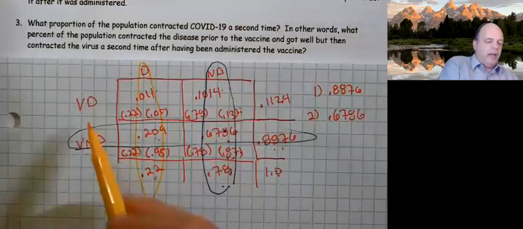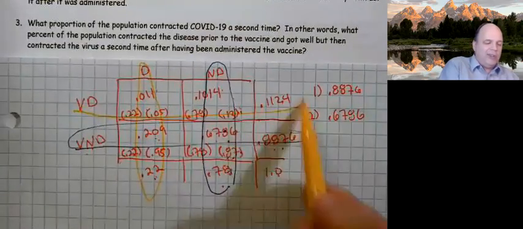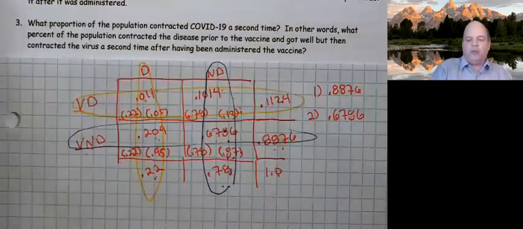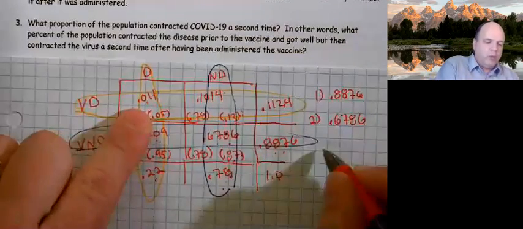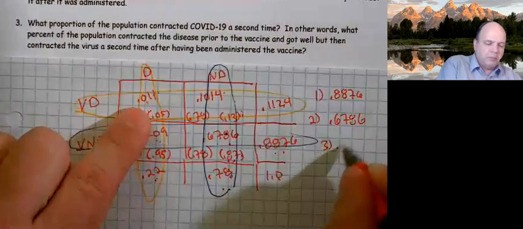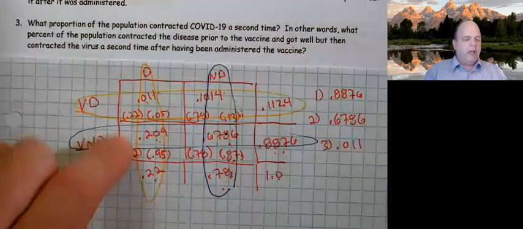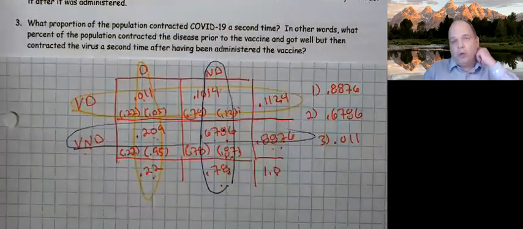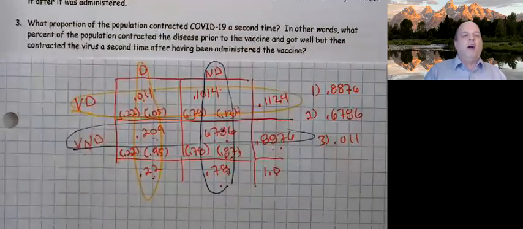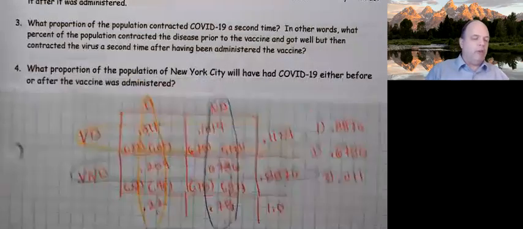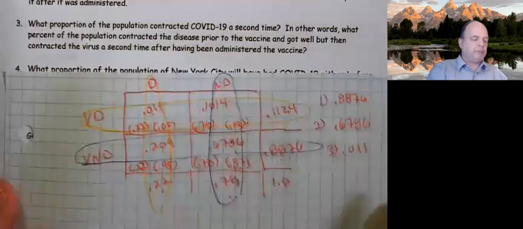And then after they got vaccinated, they still got the disease. So this is my intersection, which is number 3. So number 3 is 0.011. That's rough, people. So 1.1% of the population of New York City will have the disease twice.